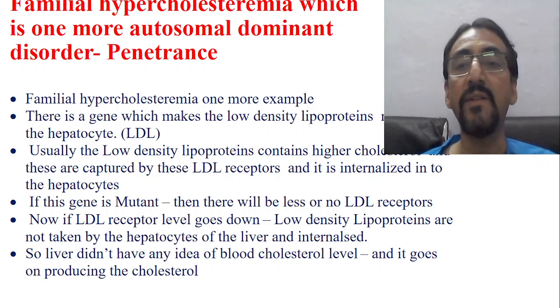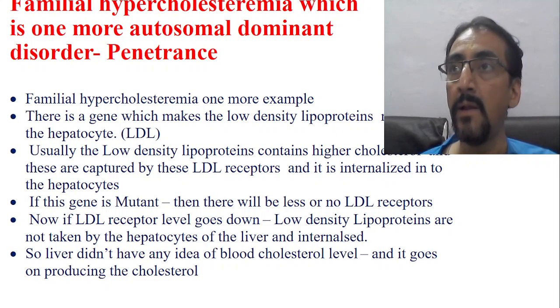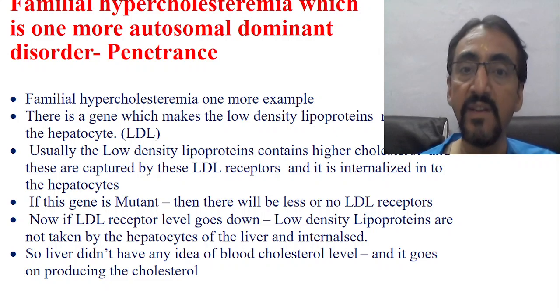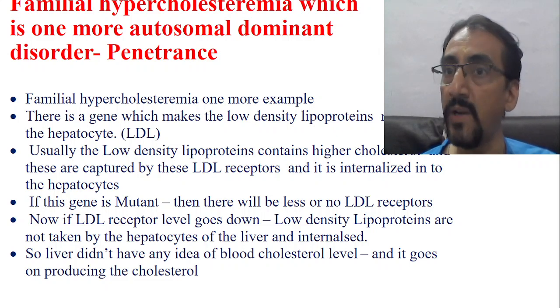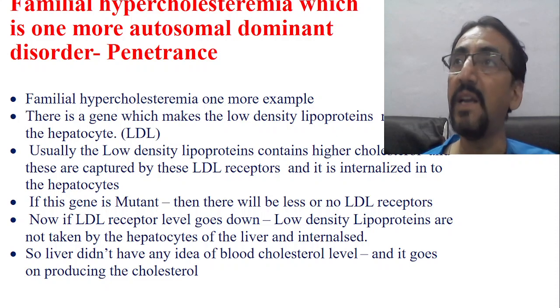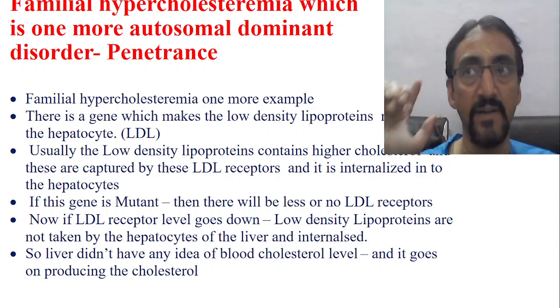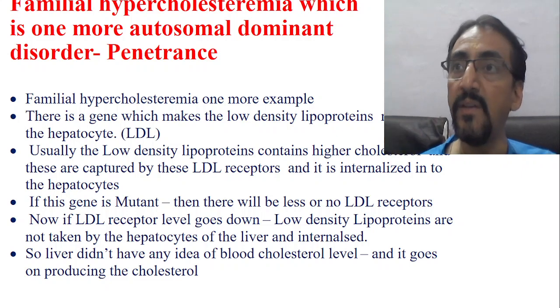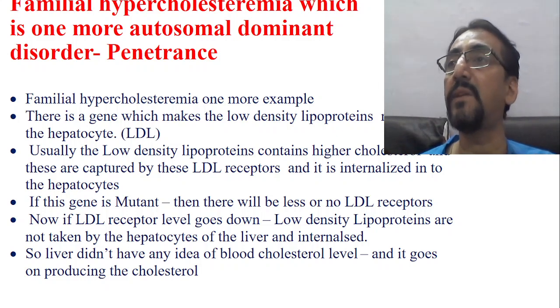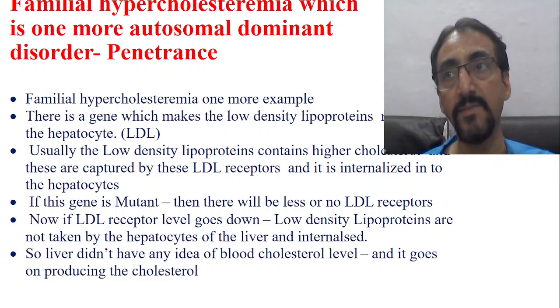In the hepatocyte, there is a receptor which is called the low density lipoprotein receptor, also called the LDL receptor. These receptors are made by one particular gene. Now, the problem is that the gene which makes this LDL receptor is mutant. As a result, LDL receptors are not made in the cell membrane of the hepatocytes.